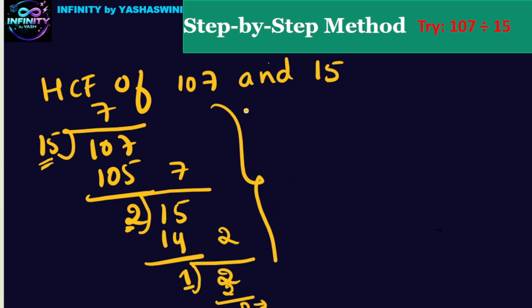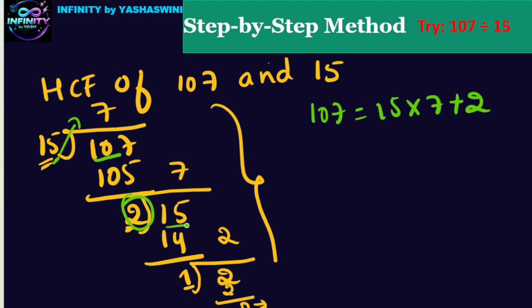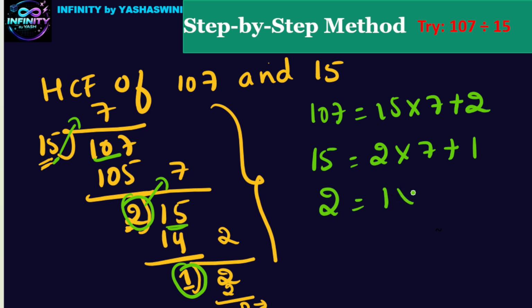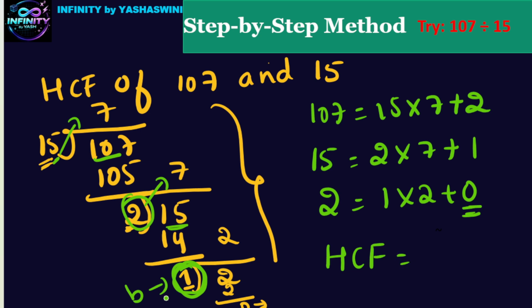So we can write this using Euclid's lemma. That is, in the first step, 107 is equal to 15 into 7 plus the remainder 2. Now in the second step, 15 is the A, that is 15 is equal to 2 into 7 plus the remainder 1. And the last step, 2 is equal to 1 into 2 plus 0. So when you get 0, the respective B, whichever is there, becomes the HCF. So here HCF is 1. See, one small lemma helps solve a big problem quickly.